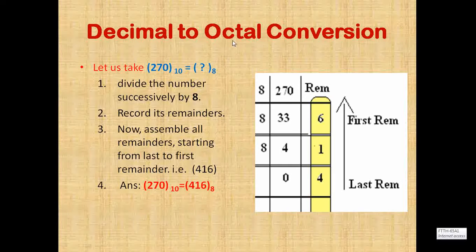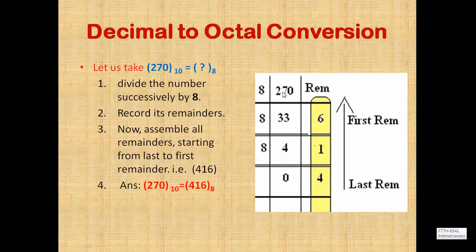So we have to consider one thing, that the base of an octal number is 8. So if we have to convert 270 into the octal number system, what we will do, we will try the successive division method, and we will divide the number by 8 because the base of the octal number system is 8. So divide 270 by 8.